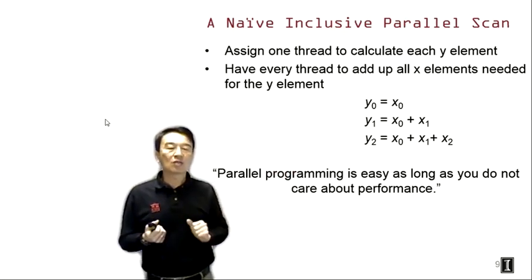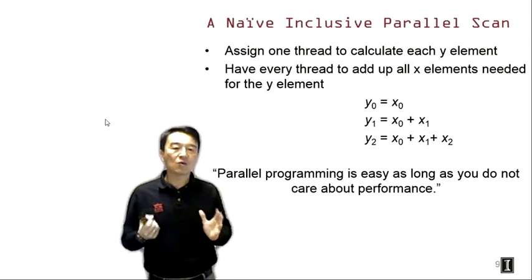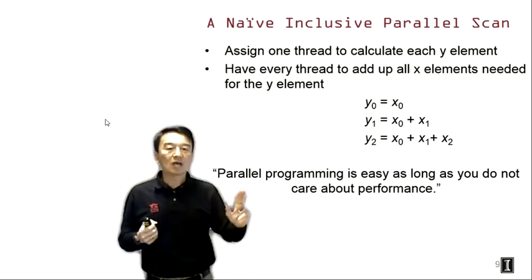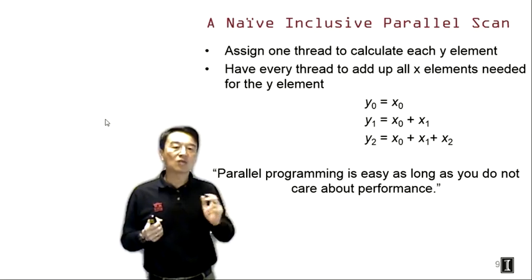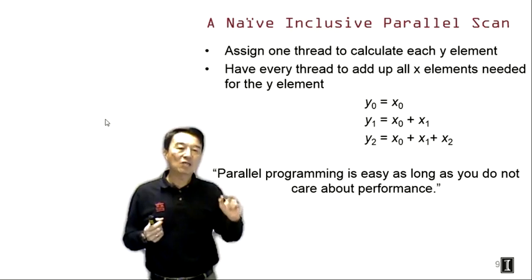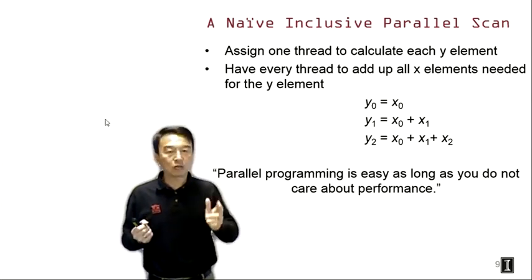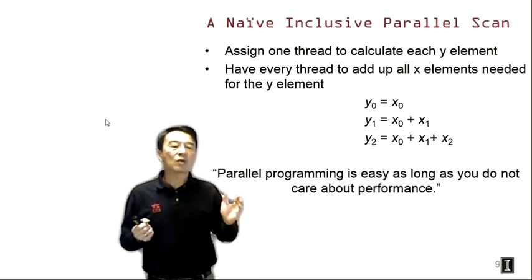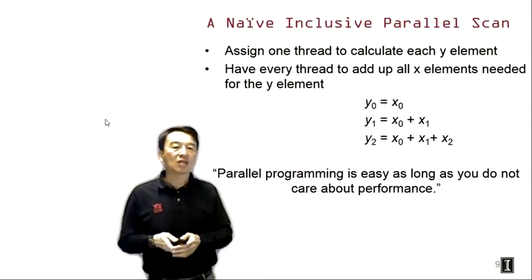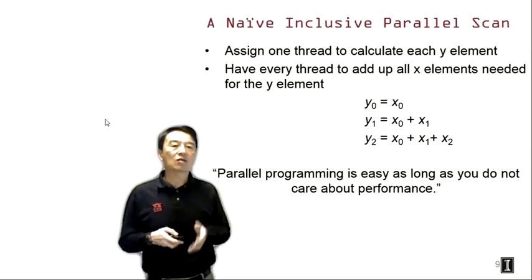So this goes to a very important quote that I always make to my students. Parallel programming is easy as long as you do not care about performance. However, the very reason why we're doing parallel programming is that we're trying to accomplish higher execution speed and better performance. So we're going to go into the next two lectures to see how we can do much, much better than this kind of naive, ridiculous parallelization.